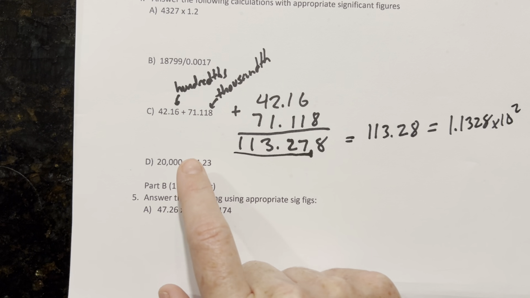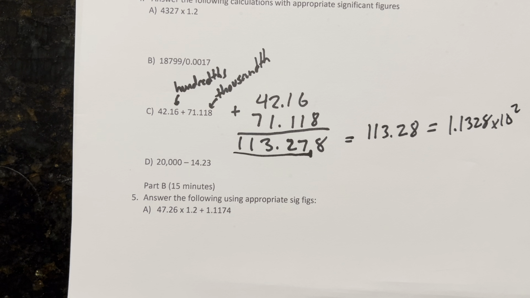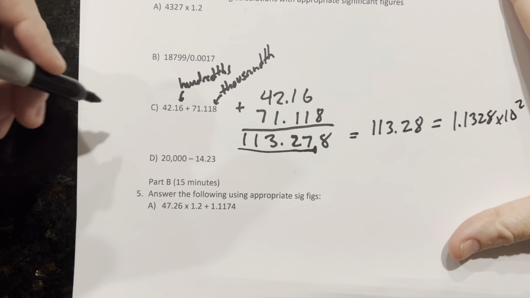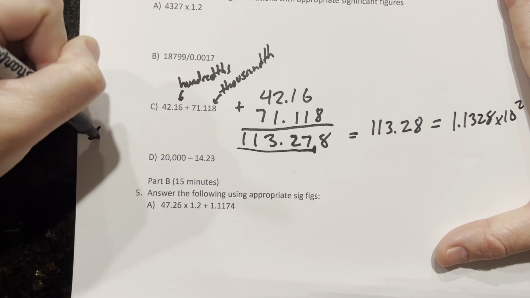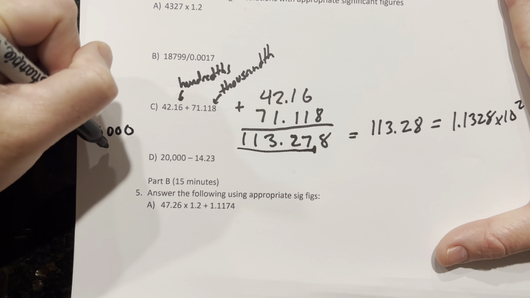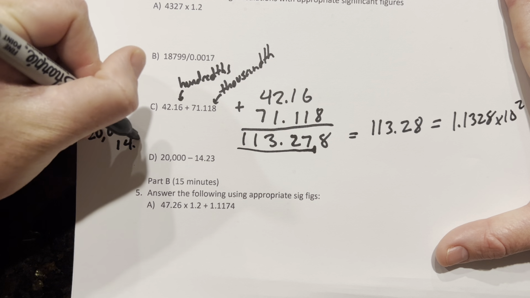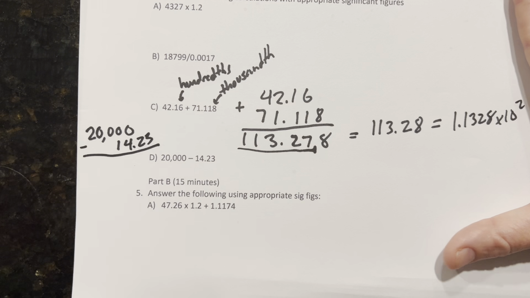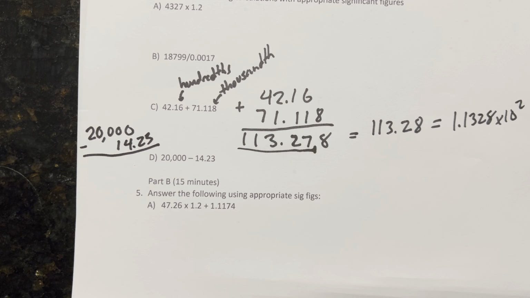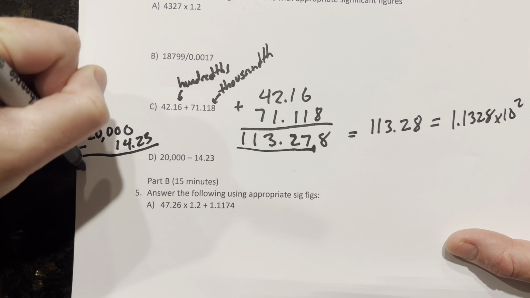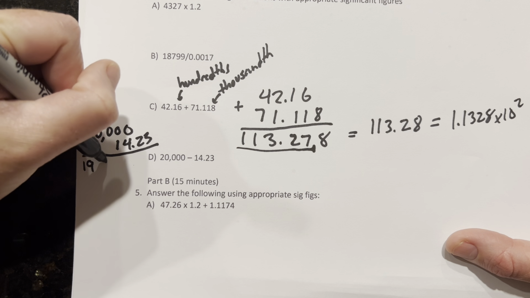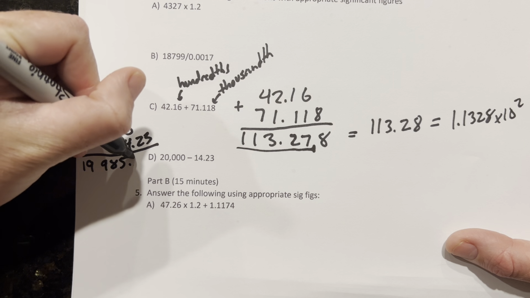And then we get to this really fun one right here. It's 20,000 minus 14.23. So if we have 20,000 minus 14.23, if we do that calculation, we get an answer of 19,985.77.